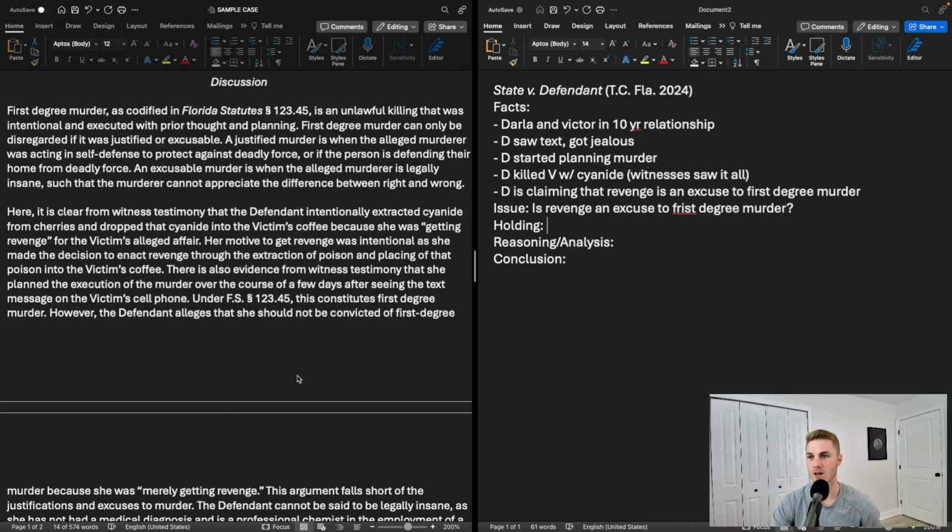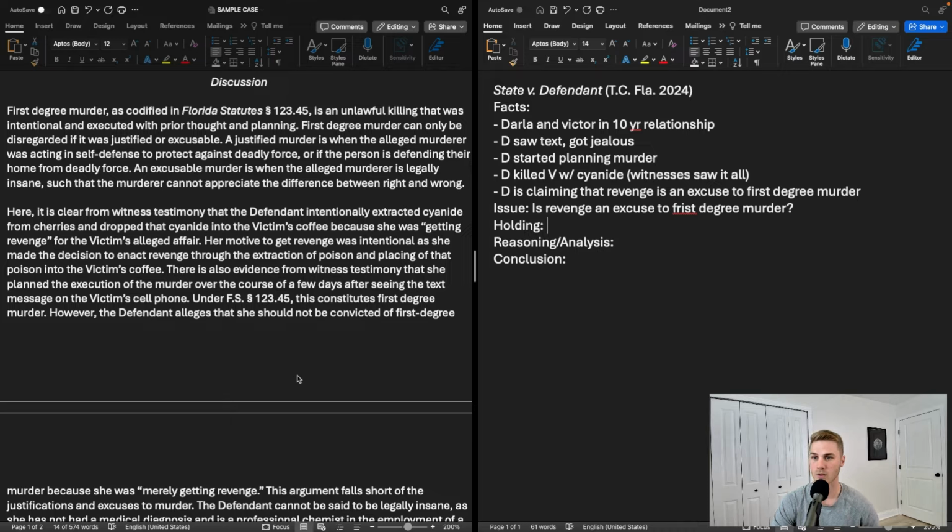First-degree murder, as codified in Florida Statute Section 12345, again, fake, is an unlawful killing that was intentional and executed with prior thought and planning. First-degree murder can only be disregarded if it was justified or excusable.